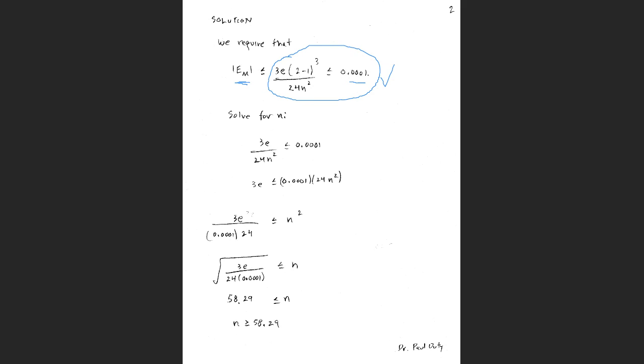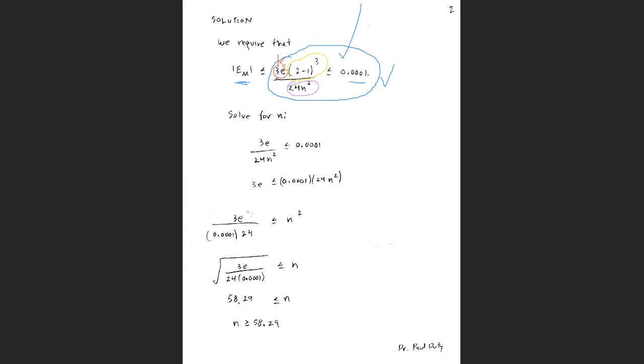So remember, in the error bound, k is equal to 3e, and of course the denominator is that 24n squared. And then you have the b minus a to the third power. That's this part here. It's the same integral, b equals 2, a equals 1. So what we have to do is solve this inequality for n.